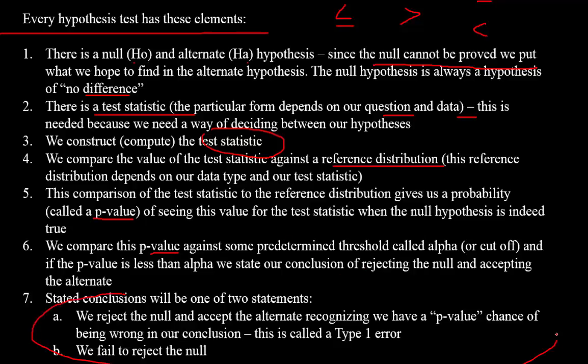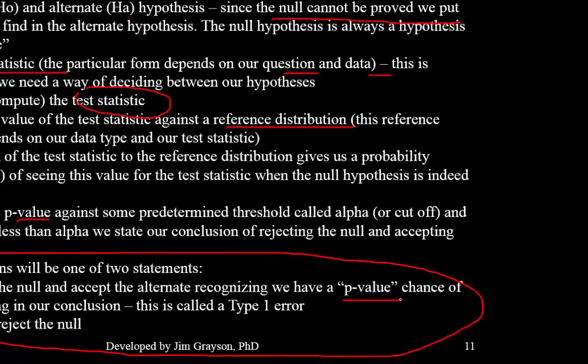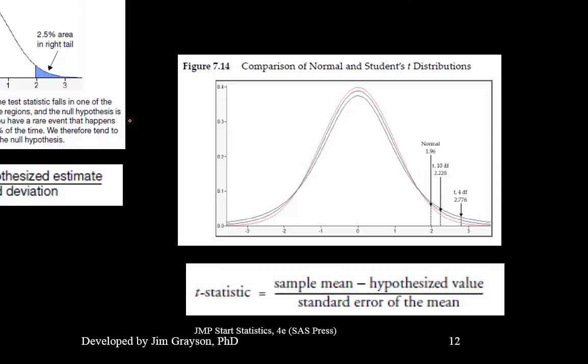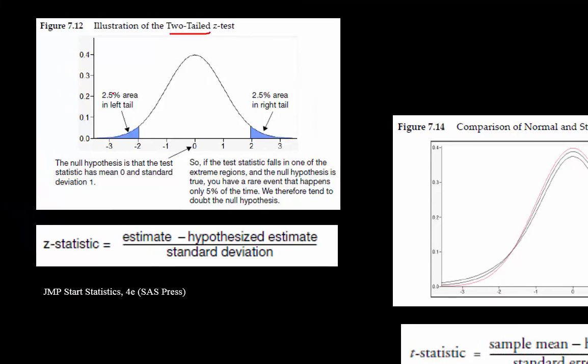So we end up with really these two alternatives. We reject the null and accept the alternate, recognizing that we have this probability of being incorrect, what's called a type 1 error, or we can fail to reject the null. So here we're seeing a two-tailed test, and so we compute the test statistic, but then what's called the rejection region, if our benchmark is going to be say 0.05, is divided equally on either end here.